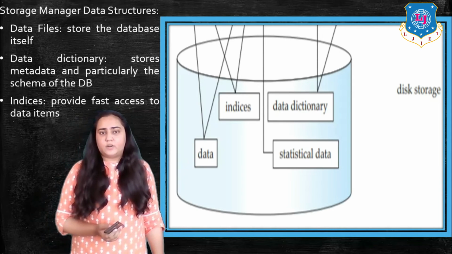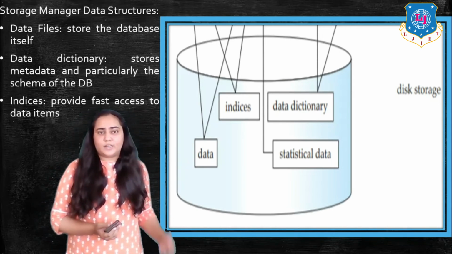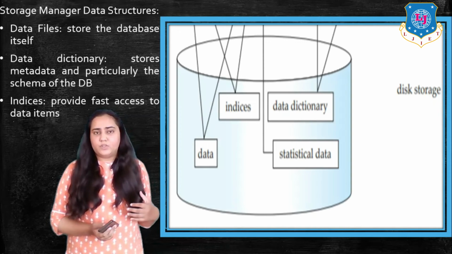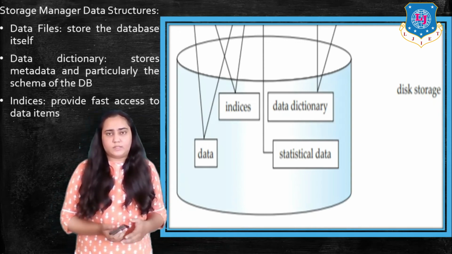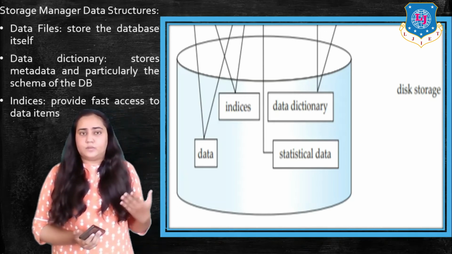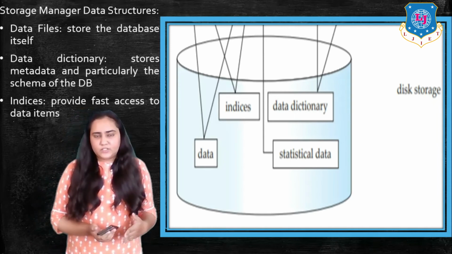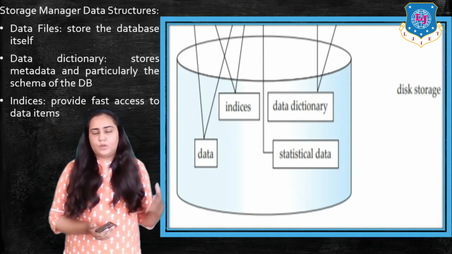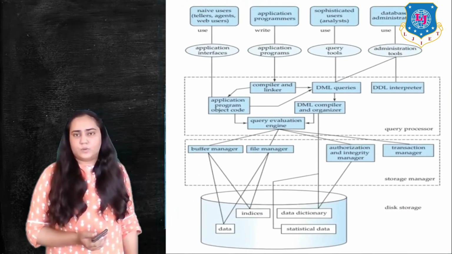And finally, there are also indices. Indices are data structures that actually allow you to access data very quickly. And there's a whole unit, a whole chapter about indices, and you're going to learn about those in more detail over there. But right now, you can just understand that they are data structures that allow you to access your data quickly from the database. So that's the disk storage.